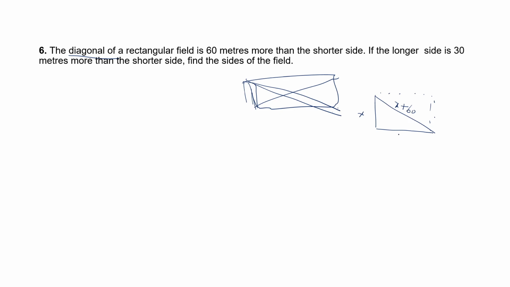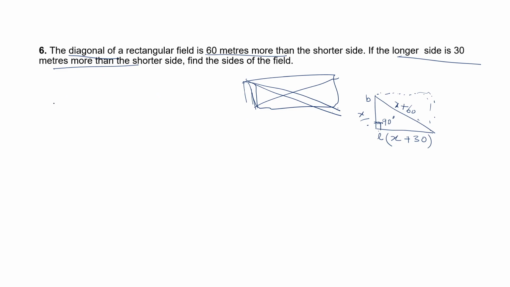The longer side is 30 more than the shorter side. This is the breadth, the shorter side, taken as x. This is the length, the longer side, given as x plus 30 meters more, and the diagonal is given 60 meters more. So this is the diagram. Can you understand? This being a rectangle, this angle will be 90. When it is 90, it is nothing but a triangle here, so we can apply the Pythagoras theorem.